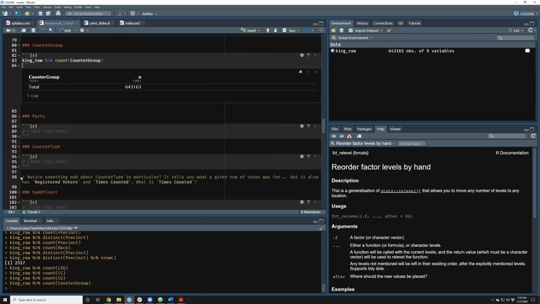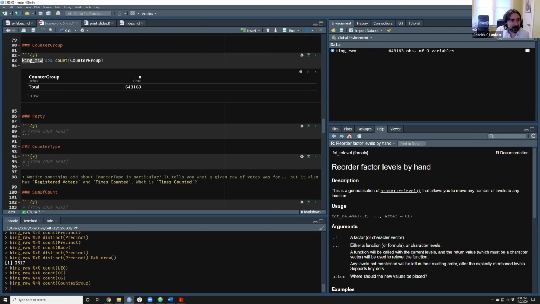What is the contents of the counter group column? It has the same number of rows as the entire data set. There's no information in it. Yeah, there's no useful information because every value in the column is the same. Every value of the counter group column is total.